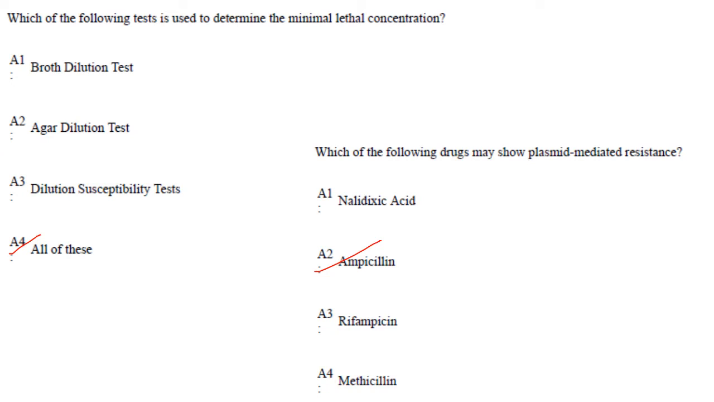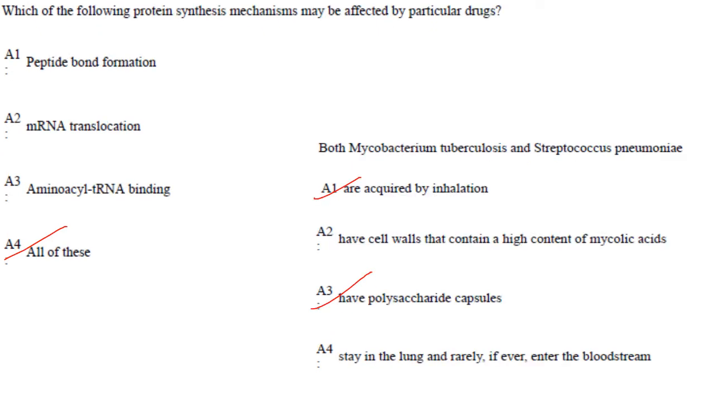It is ampicillin that shows plasmid mediated resistance. You can see that in the pBR322 plasmid, it is a recombinant plasmid. Then, which of the following protein synthesis mechanisms may be affected by a particular drug? Peptide bond formation, yes, it is by chloramphenicol. mRNA translocation by erythromycin. Aminoacyl tRNA binding by tetracycline. So, all of these are correct.